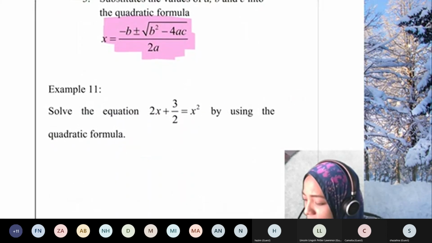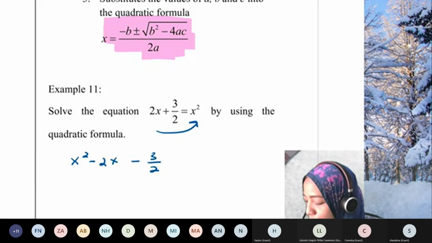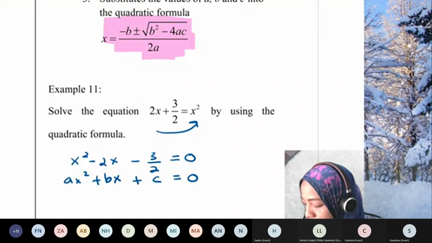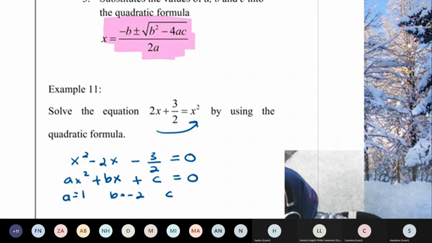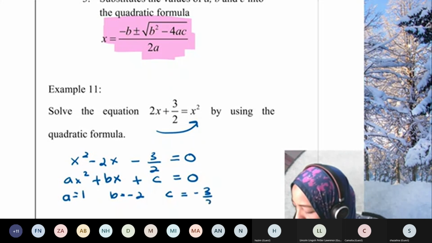Okay, so what you do here is, instead you bawa ini pergi belah sini, you get negative. Better you bawa semuanya pergi belah kanan. So it become x square minus 2x minus 3 over 2 equals to 0. If you compare with ax square plus bx plus c equals to 0, you will get your a is equals to 1, b is equals to negative 2, c equals to negative 3 over 2.